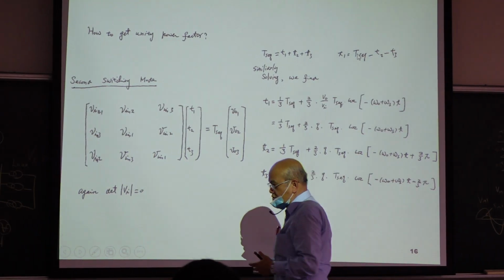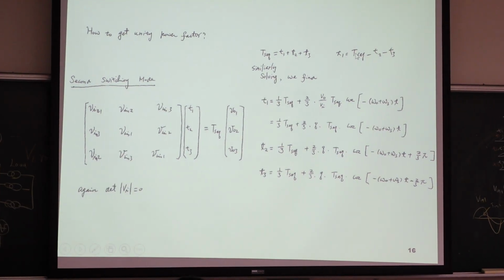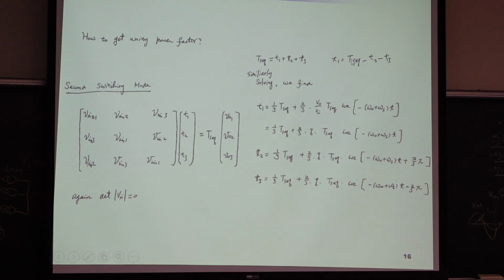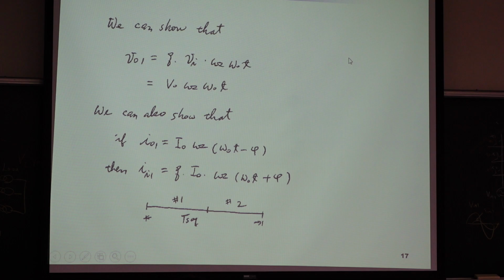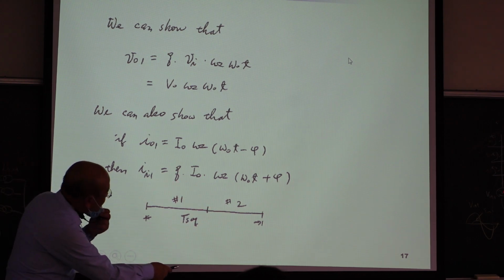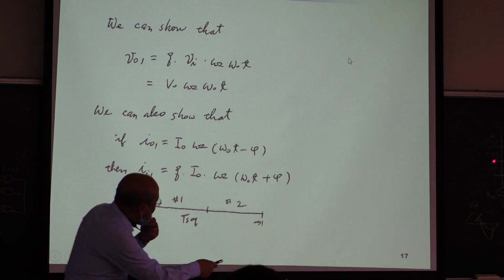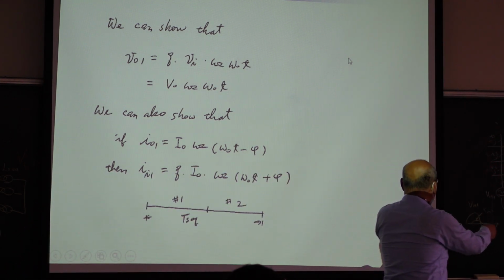Then we have two stages. We have sequence 1 and sequence 2. Then finally, we can get unity power factor. So this is T1, T2, T3, and then T2, T3, T1, and then the third one is T3, T1, T2.